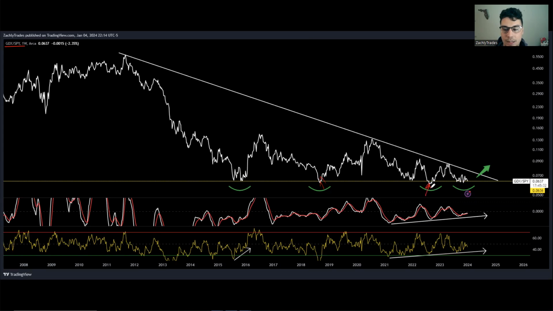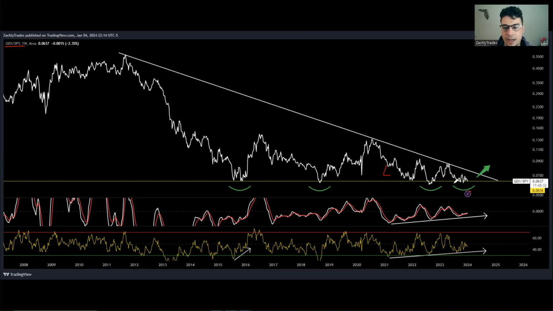We may dip below as we did here. But oftentimes this is when you start to see gold, or GDX rather, so gold miners, start to outperform the S&P 500. Okay, if you also take a look, we have some bullish divergence on our MACD here as well as our RSI.